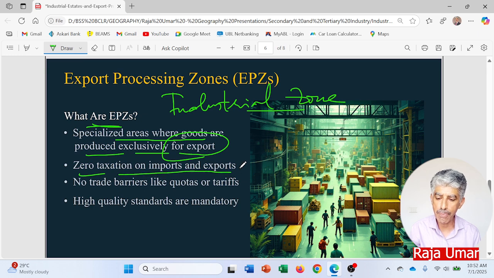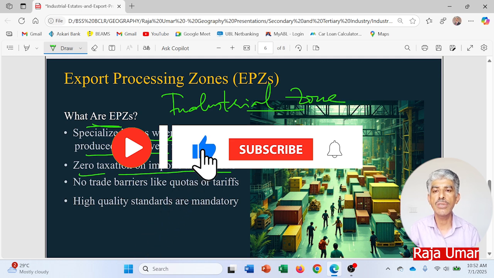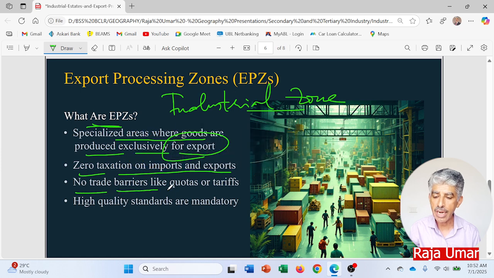So, zero taxation on imports and exports. Taxes are minimized so that the products are available at low cost, and the cost of production is lower, so that if the products made over there are presented in the international market, they can compete with the prices of other countries, and exporting those products might get easier. So no trade barriers like quotas or tariffs are imposed on those industries, and they are allowed to produce as much as they can, and as much quantity can be exported to other countries, and no restrictions are imposed on the trade.